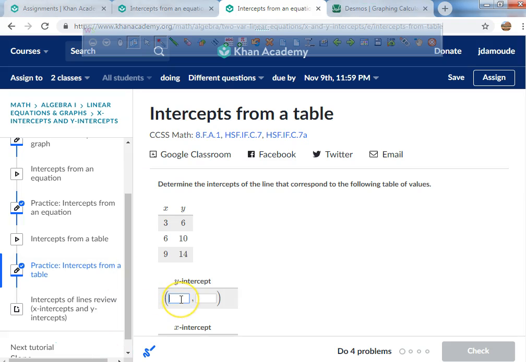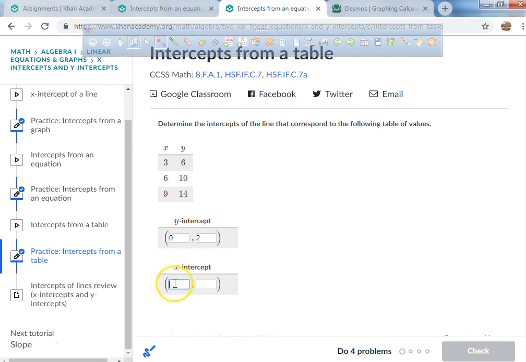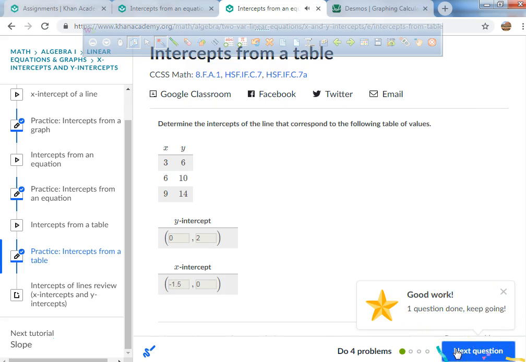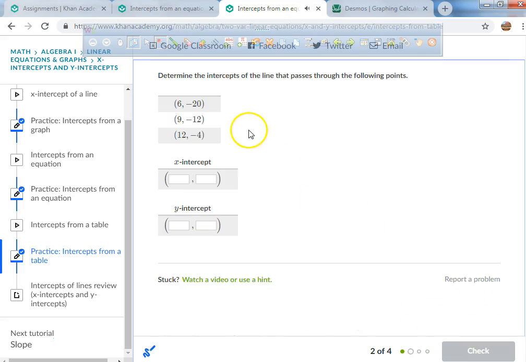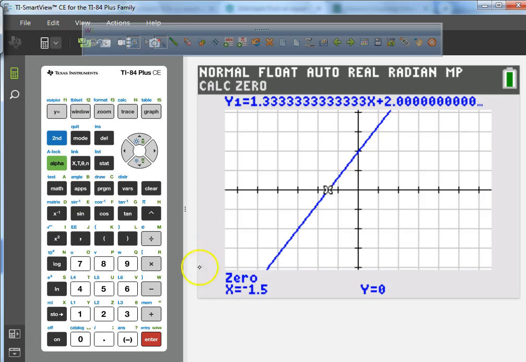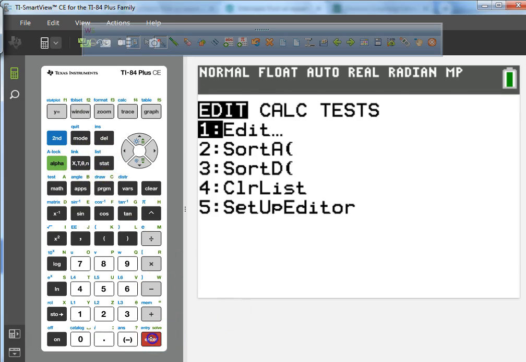Alright, so let me just go ahead and type this in. What was our y-intercept? It was a 0 and a 2. And let me go down here. Our x-intercept was -1.5 and a 0. So what I'm going to do this time, I'm going to do this super quick, so you don't have to write it down, but you can follow along. What's the first thing I'm going to do? Put this in the stat editor.